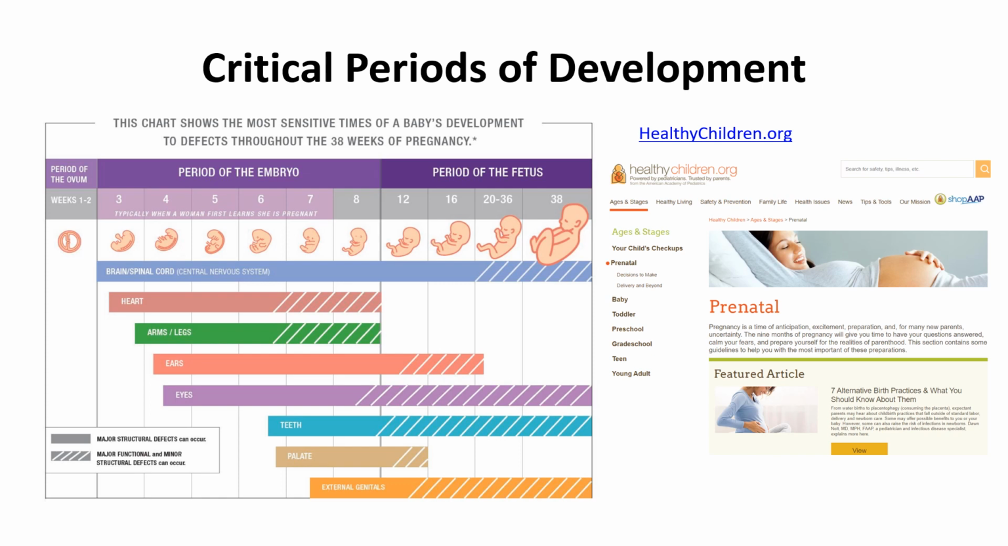The graphic on the right is from healthychildren.org, which I believe is a thing that you need to fill out in your workbook. And this is just a really helpful website from the American Academy of Pediatrics, just showing what happens prenatal, baby, toddler, preschool, grade school, teen, and young adults. So I would encourage you to check that out if you want to learn more about development.